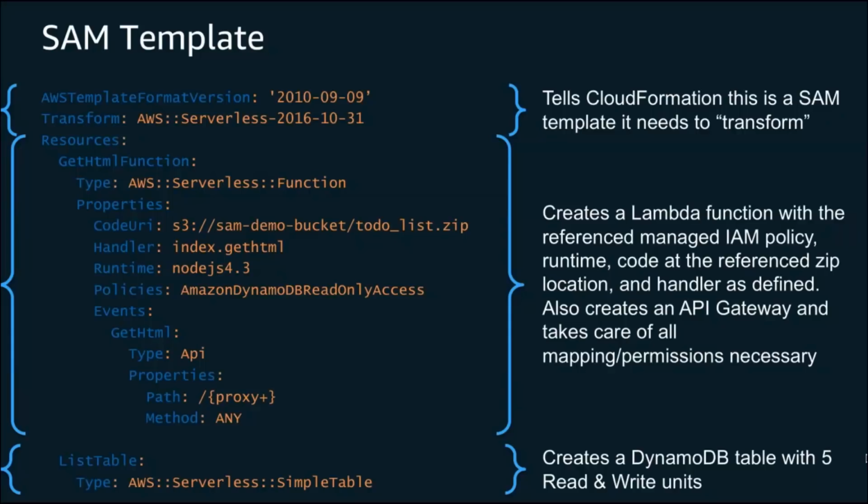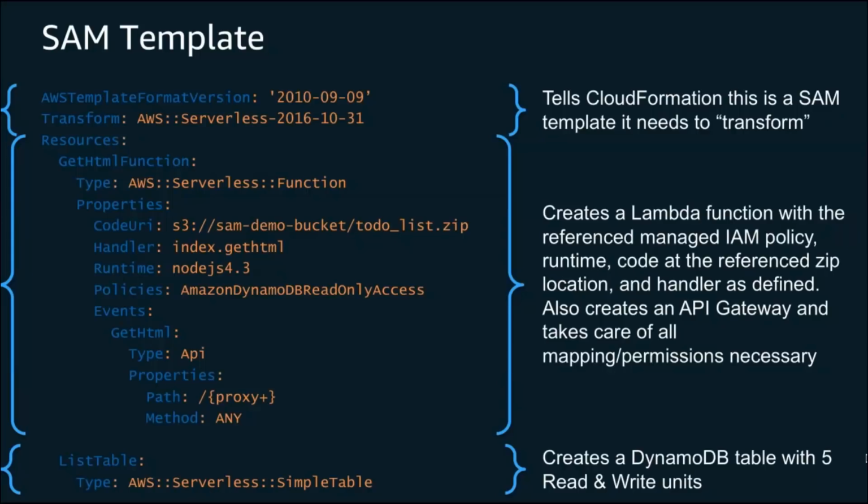In this example, there are two resources that are being created. The first is of that type, serverless function, and the latter is of the type simple table, which you see all the way at the bottom here with the name list table. In the case of the bottom one, what it's going to do is just create for us a simple DynamoDB table with the base 5 read and write units.